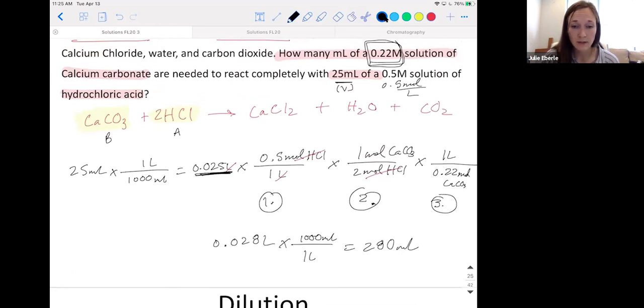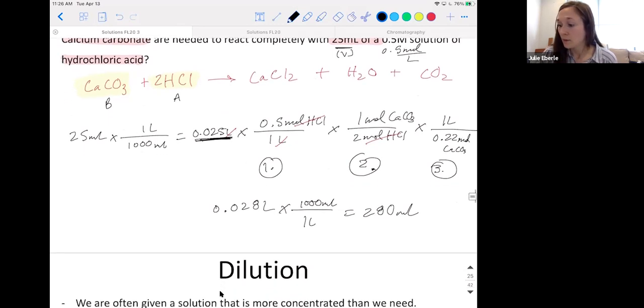Questions on this? This is going to take practice to get comfortable with. There are definitely some homework problems, I don't remember which ones, on your chapter 9 homework, there's a few that are like this. Any questions on this? I feel okay with it? Seeing some head nods? Okay, all right, we're going to put a pin in that. So that's one topic for today, molarity as a conversion factor.